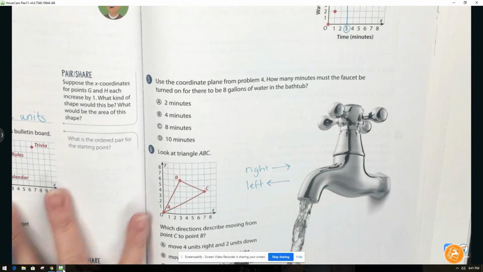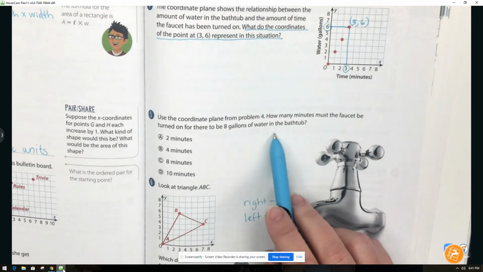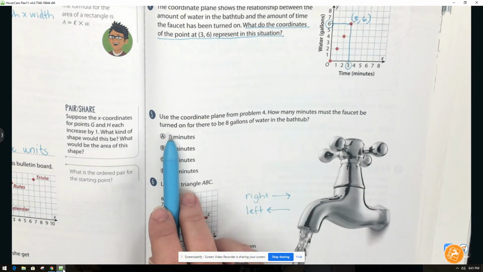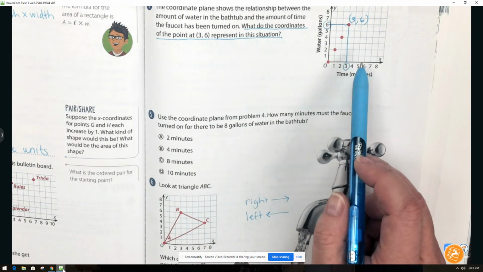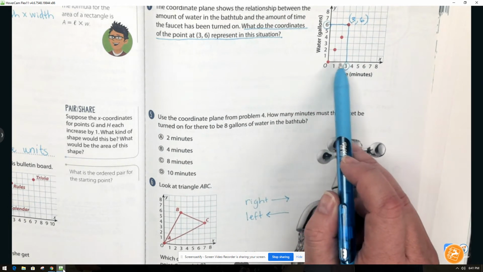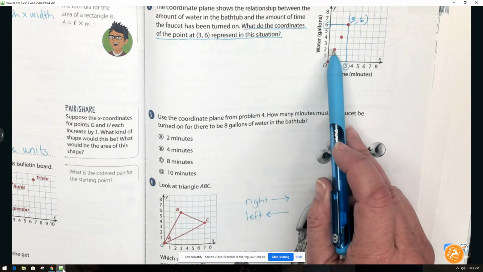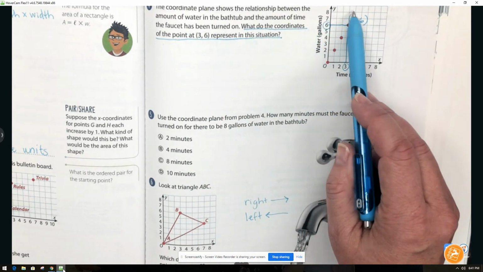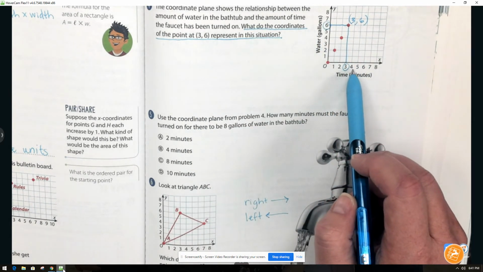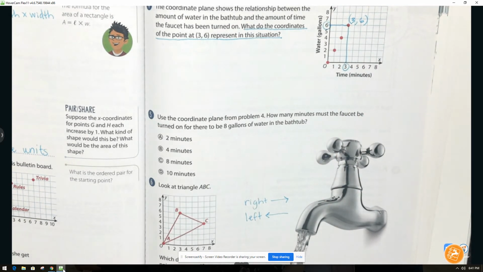Number 5, use the coordinate plane from problem 4. So you're going to use this same coordinate plane. How many minutes must the faucet be turned on for there to be 8 gallons of water in the bathtub? So using the information that you have, keep in mind every time you move over 1 unit, how many units do you move up? So if there were 8 gallons of water, where would that 8 intersect with how many minutes it would be? So go ahead and you will do that on your own.